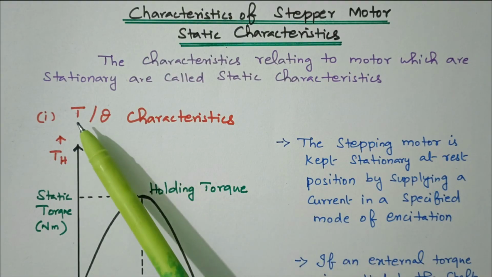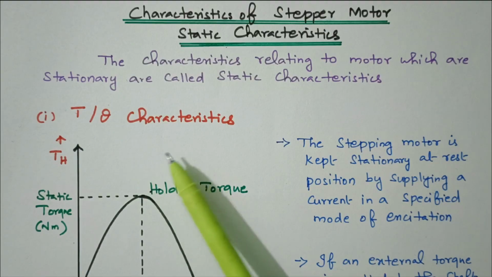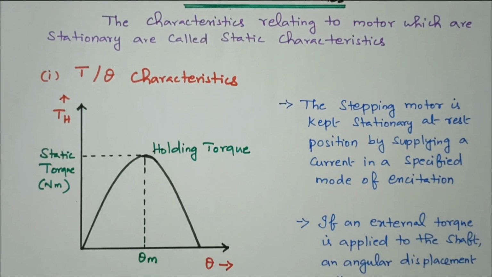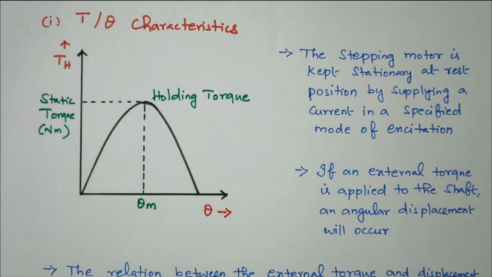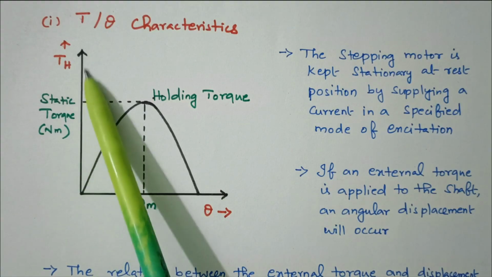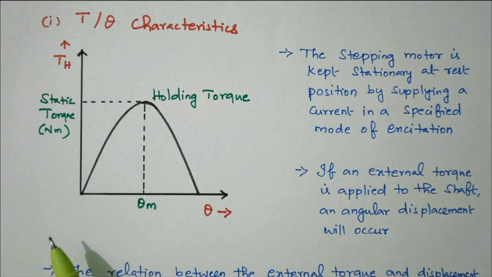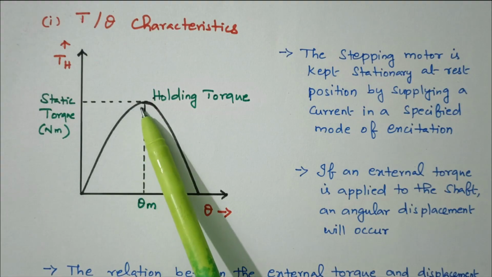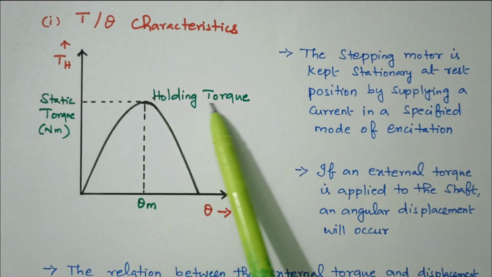So the first one is the torque versus step angle characteristics, the T theta characteristics. Now we'll see the graph. In the x-axis we have the step angle theta. In the y-axis we have the torque. In the graph, as the step angle increases, the torque keeps on increasing and reaches a maximum value. It's called a holding torque.